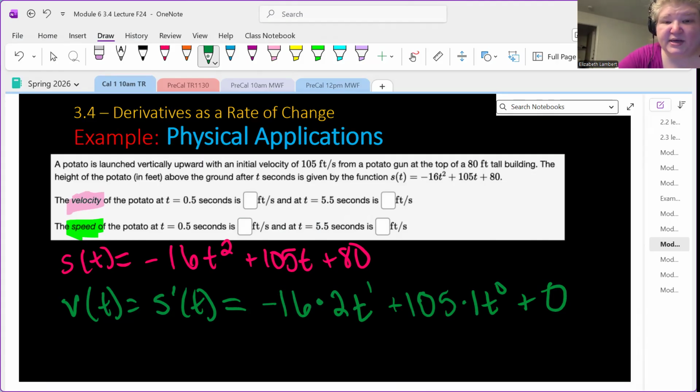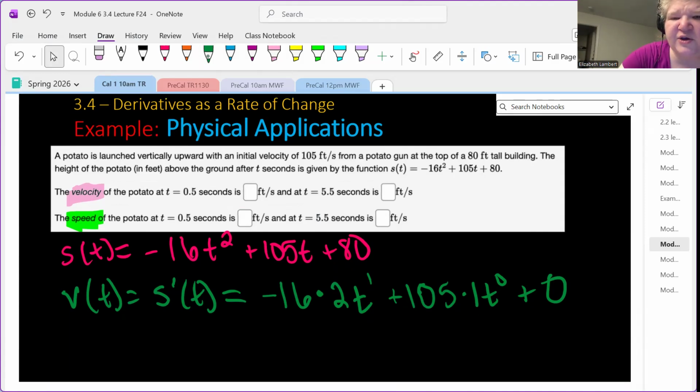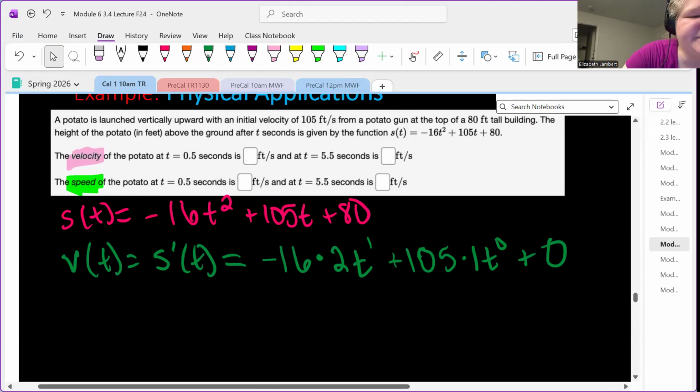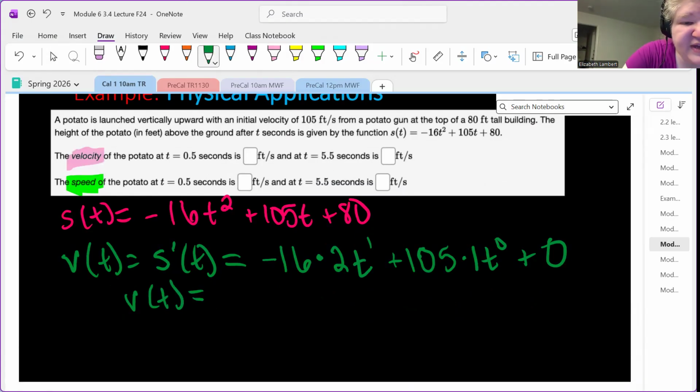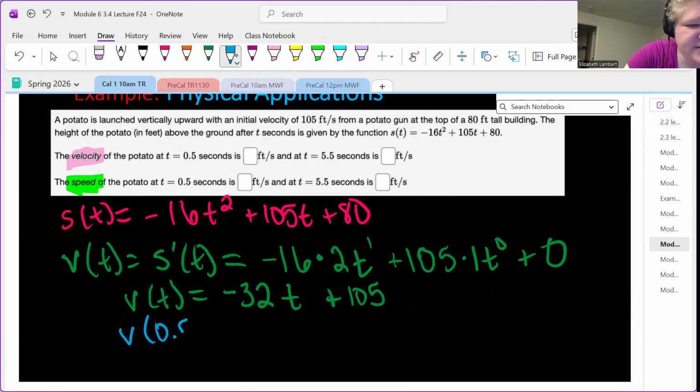All right, so I'm going to clean this up, and then we're going to plug in our numbers to figure out the velocity at these 2 times. So v of t is negative 32t plus 105. I want to know what's the velocity at 0.5 seconds. So that'll be negative 32, and we substitute in the 0.5.